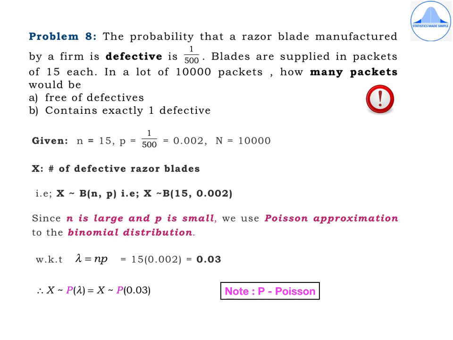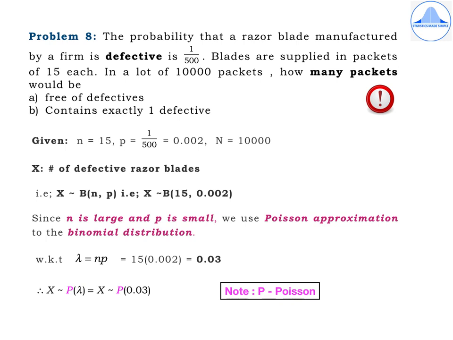Problem 8. The probability that a razor blade manufactured by a firm is defective is 1 divided by 500. Blades are supplied in packets of 15 each. In a lot of 10,000 packets, how many packets would be, first subdivision, free of defectives? Second subdivision, contains exactly one defective.